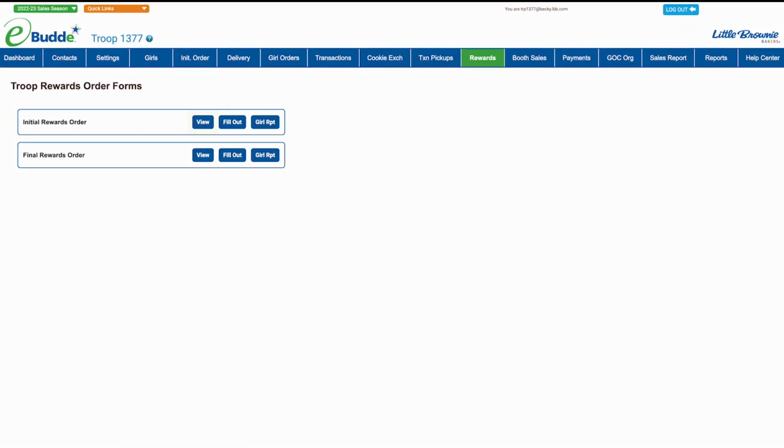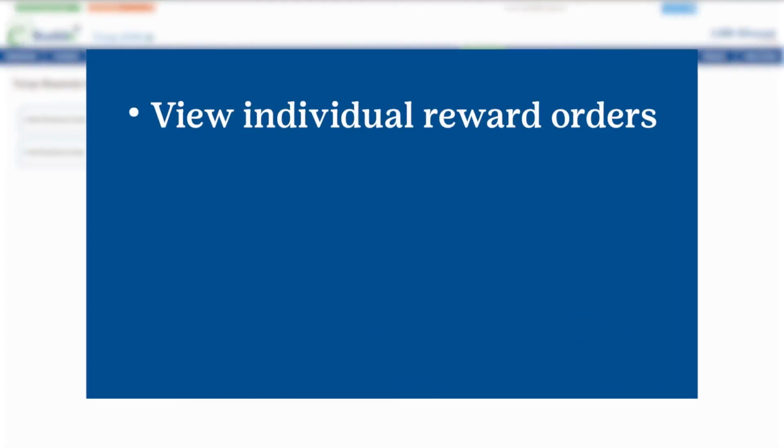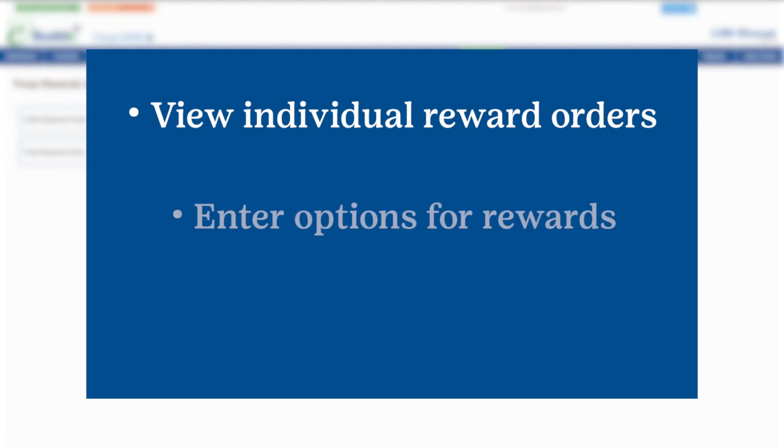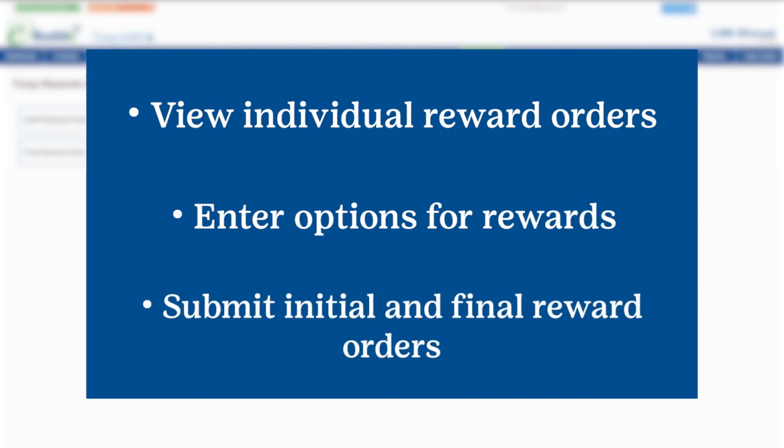Rewards are a fun way to keep your troop engaged throughout the Girl Scout cookie season. And eBuddy helps you keep track of Girl Scouts' progress and order their rewards. With troop reward order forms, you can view the initial and final rewards each member of your troop has earned so far this cookie season. Enter options for the rewards Girl Scouts have chosen to receive, and submit reward orders to your service unit.